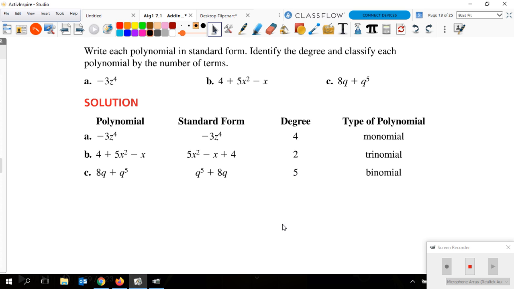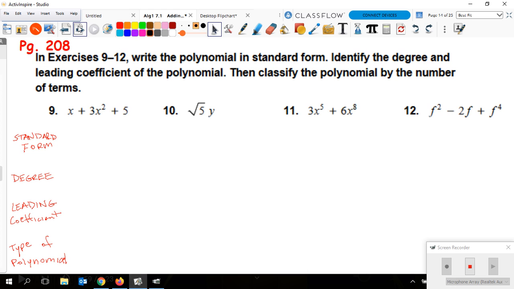All right, let's go on to our extra practice where we're going to do just exactly what we see here. So for each one of these 9 through 12, we're going to write it in standard form. We're going to put the degree. We're going to also identify the leading coefficient and then name the type of the polynomial. So it's either going to be monomial, binomial, or trinomial. We don't have anything bigger than 3 terms here on this one.